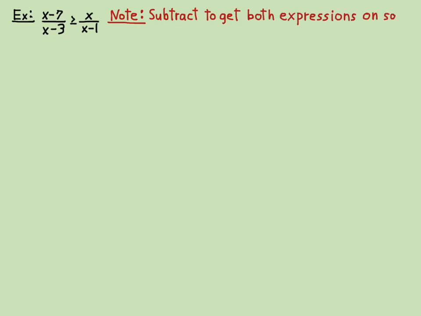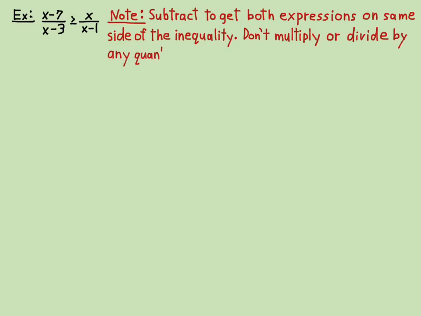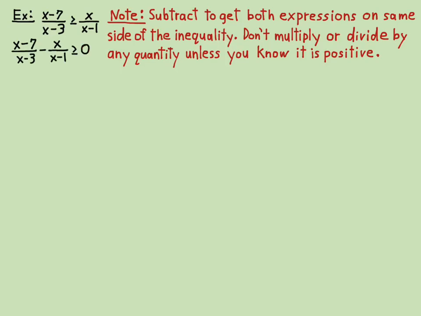the first thing I want to do is subtract to get both expressions on the same side of the inequality. Do not multiply or cross multiply that x minus 3 and the x minus 1. The reason is because you don't know whether they're positive or negative. It depends on the value of x, so you don't know whether to switch the greater than or equal to a less than or equal to or not. And you'd have to do a bunch of cases, and it's a mess, so don't do that. Okay, just subtract so that everything's on the same side. That's kind of the trick with these.